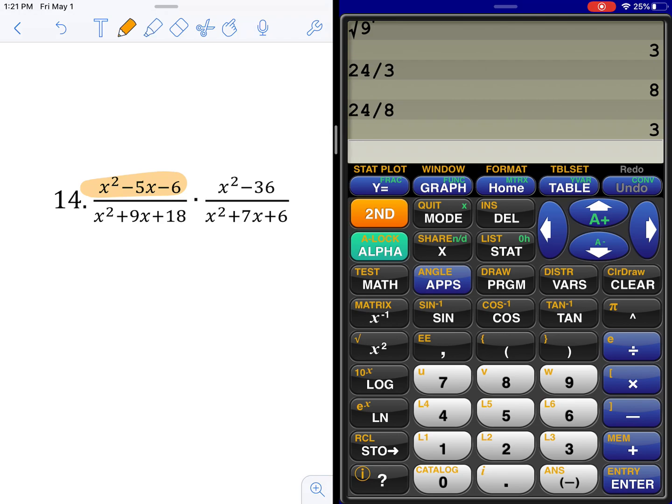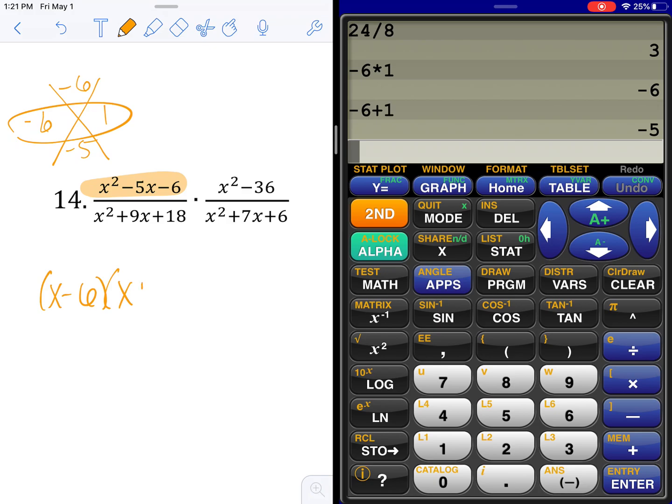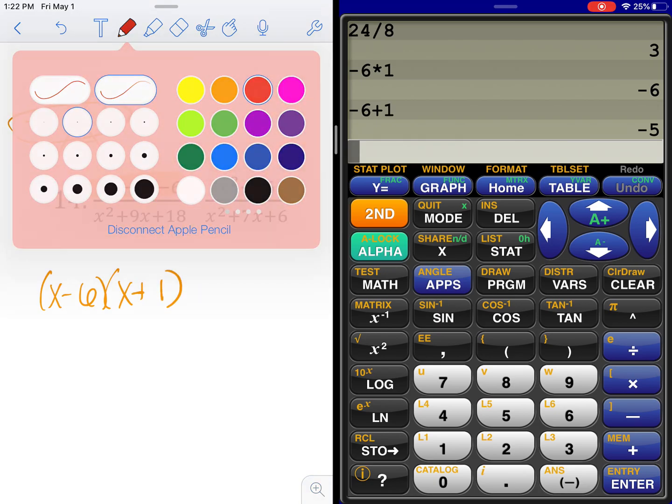Top left, x squared minus 5x minus 6, factors of negative 6 that add up to negative 5. That would be negative 6 times positive 1. Negative 6 times 1 is negative 6. Negative 6 plus 1 is negative 5. So I get x minus 6 times x plus 1.